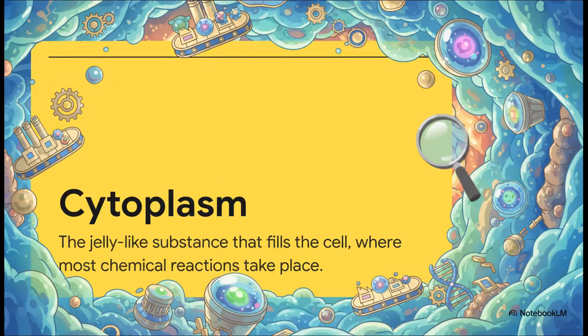Got it? All right, we made it past security. We're now inside the cell, floating around in the cytoplasm. This is basically the jelly-like goo that fills the whole cell. You can think of it as the factory floor. This is where all the action happens, where most of the cell's vital chemical reactions are going down.